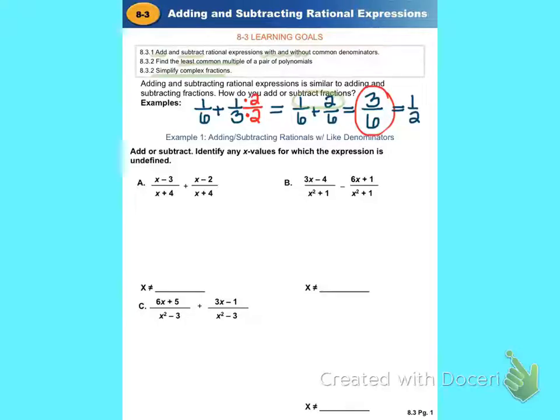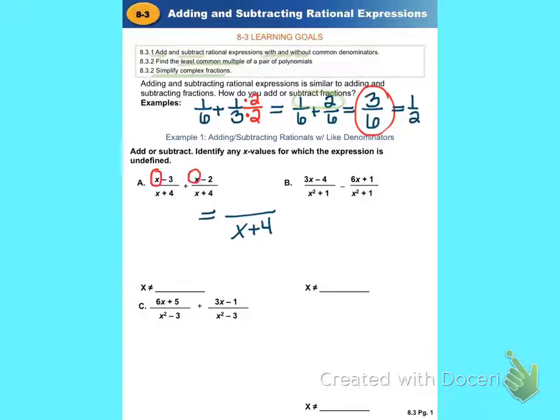So let's take a look at example 1, which is adding and subtracting rationals with like denominators. So these already have the same denominator, or common denominator. If we take a look at example A, we want to add (x minus 3) over (x plus 4) and (x minus 2) over (x plus 4). So again, they both have the same denominator. So that means the denominator of my answer is going to be x plus 4. And to get my numerator, I'm simply going to add my like terms together.